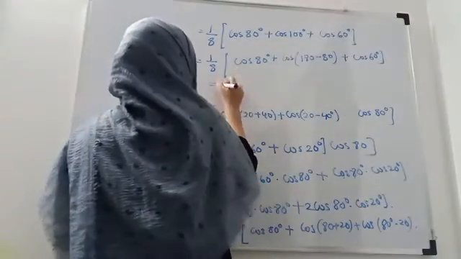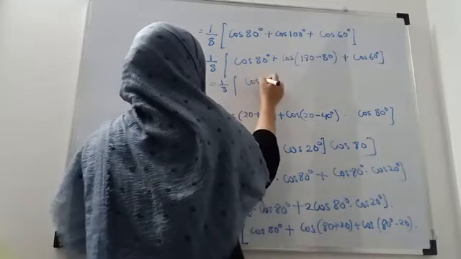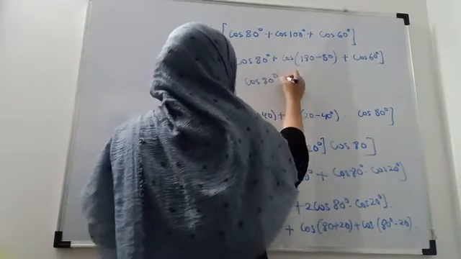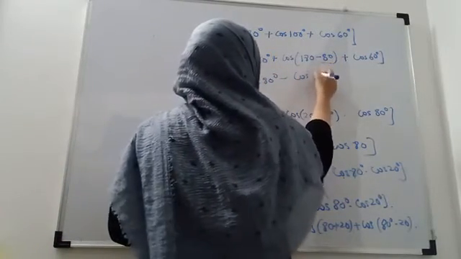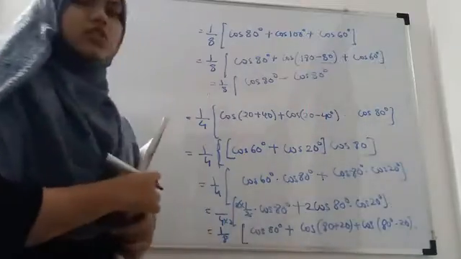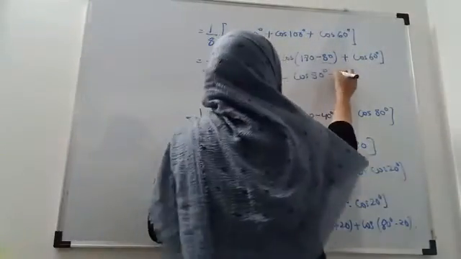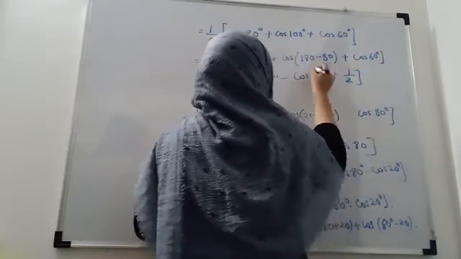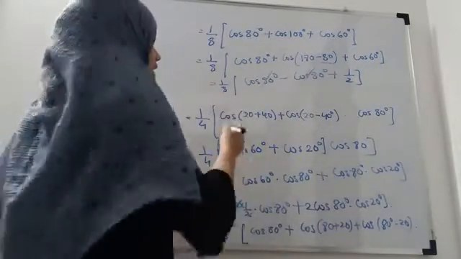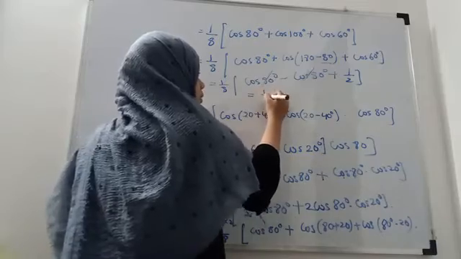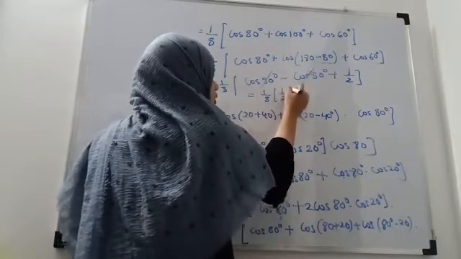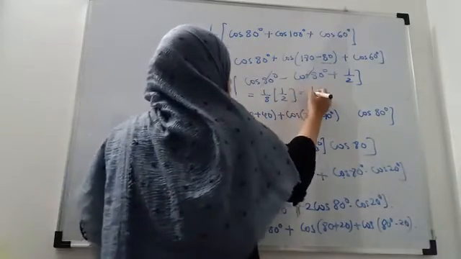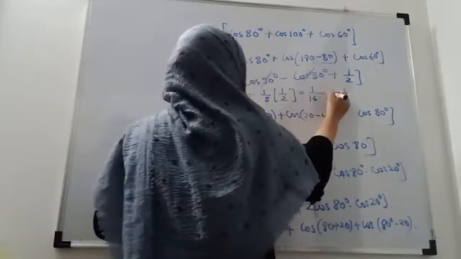So here it is 1 upon 8 cos 80 as it is. Here it will be minus cos theta, where theta is 80. So it is minus cos 80 and plus cos 60. The value of cos 60 is 1 upon 2. Now this term and this term will get cancelled. So we are left with 1 upon 8 and inside the bracket only 1 upon 2, which is equal to 1 upon 16, which is your LHS.